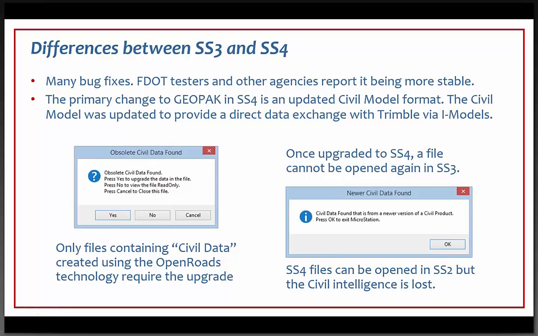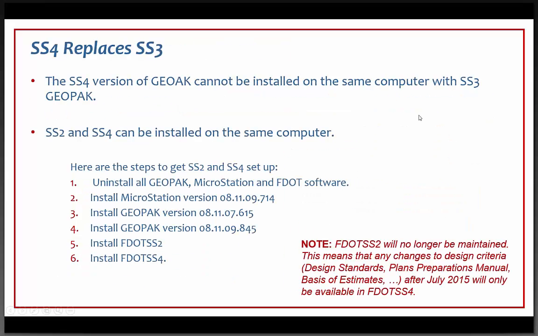The next question was based on the information we were just talking about. Once opened in SS2, is the civil data preserved to go back to SS4? And yes, it is. You can go back and forth, but of course, if you go modifying or deleting any data that might show up in SS2, that could cause problems. So that's really it. It's a civil model change, and just something to look out for.